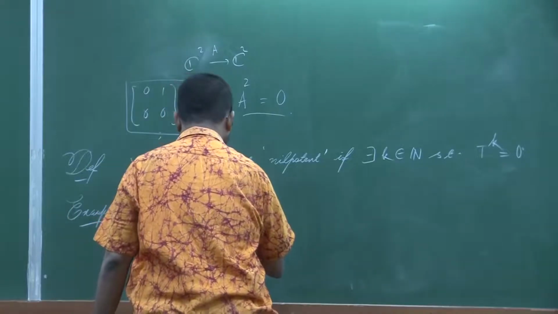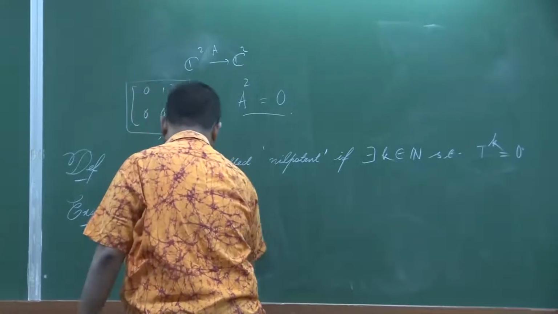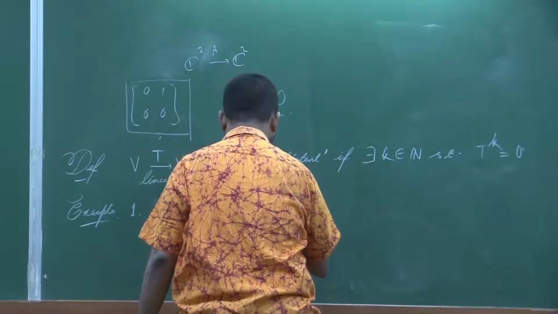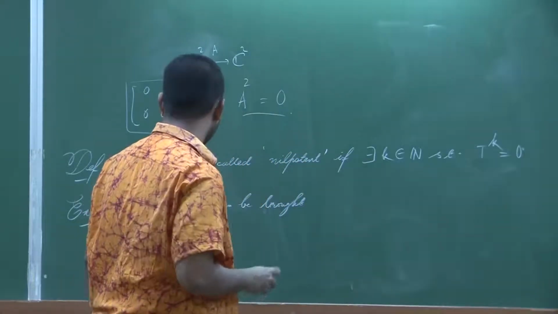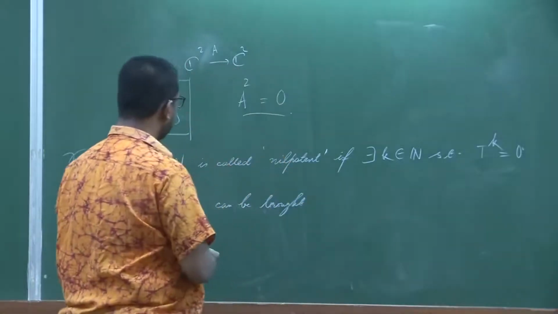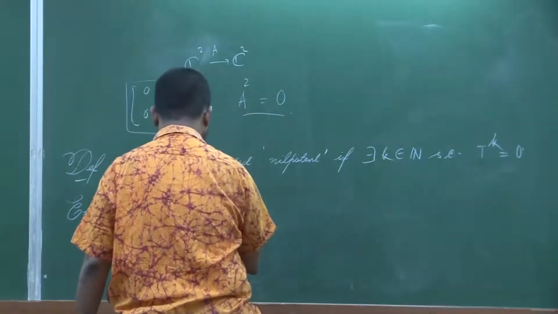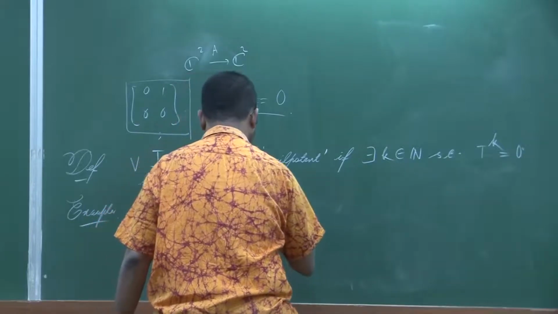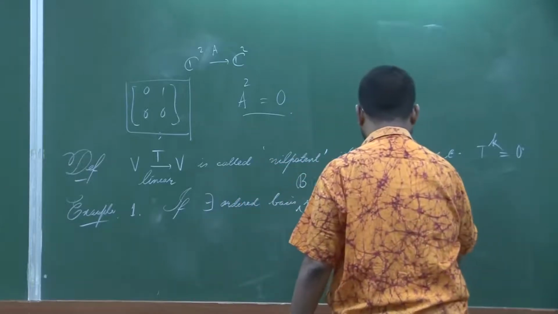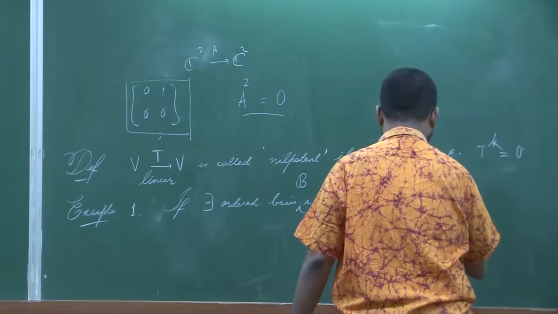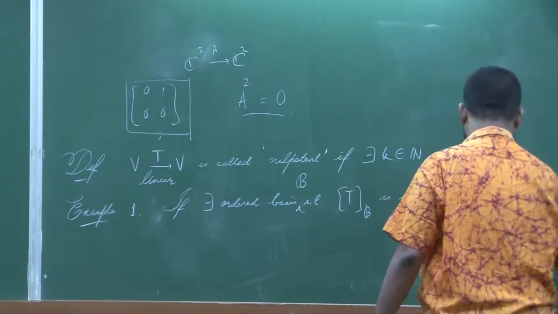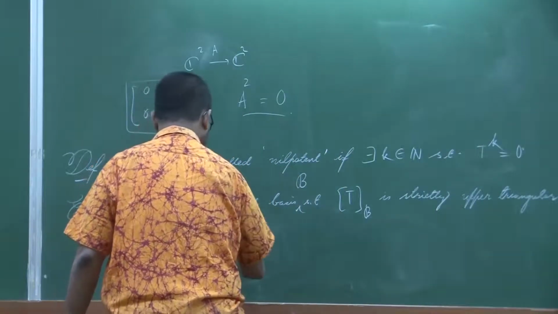It is reasonable to expect that operators whose, let me put it in this way, that if T can be brought, well, I should not say T, rather the matrix of T. So, what I want to formulate is, if there is an ordered basis B such that the matrix of T is strictly upper triangular, then T is nilpotent.